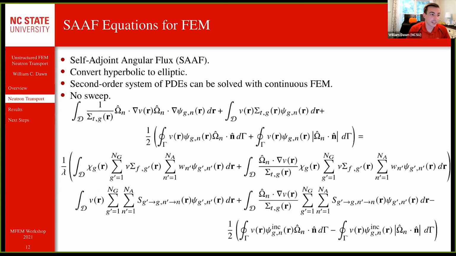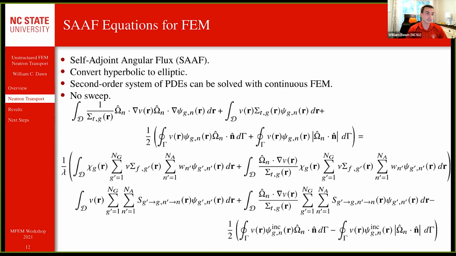So I pointed out earlier that leading term is going to be an issue, and that's because transport equations, as we all know, are hyperbolic. And so we have to do something if we're going to solve them with a finite element method. What we do here is called the Self-Adjoint Angular Flux, or SAAF method. This converts the hyperbolic problem to an elliptic problem, and we end up with a second order system of PDEs that we can solve with continuous finite elements. So now the leading term has this grad-grad term instead of just a single grad.